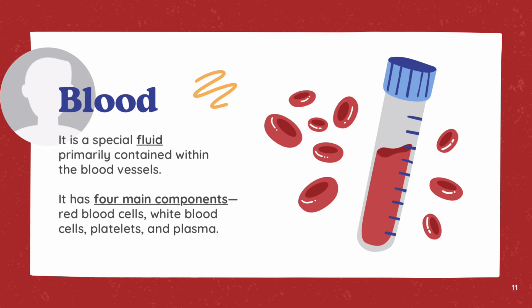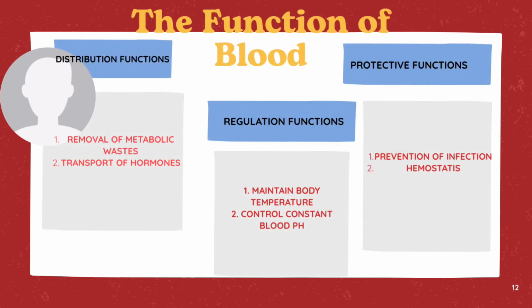Then we go to blood. Blood is a special fluid primarily contained within the blood vessels. It has four main components, which are red blood cells, white blood cells, platelets, and plasma. The functions of blood are split into three: distribution functions, regulation functions, and protective functions.